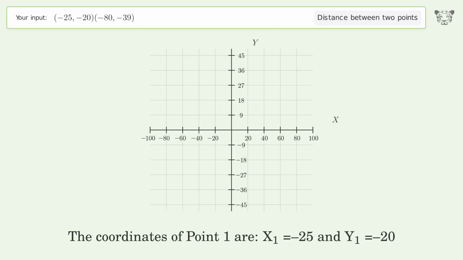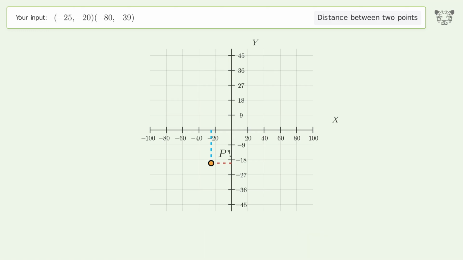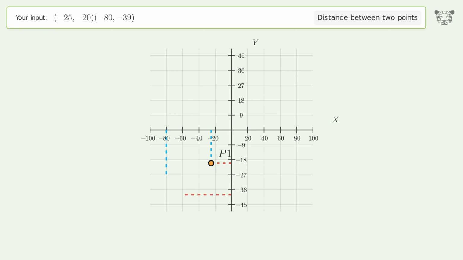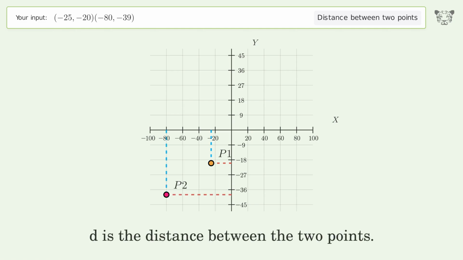The coordinates of point 1 are x1 equals -25 and y1 equals -20. The coordinates of point 2 are x2 equals -80 and y2 equals -39. D is the distance between the 2 points.